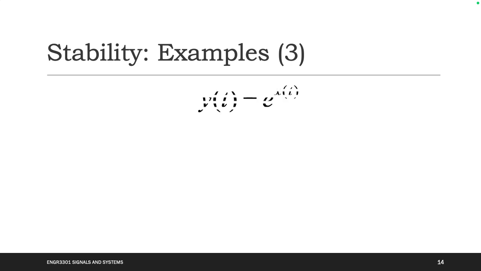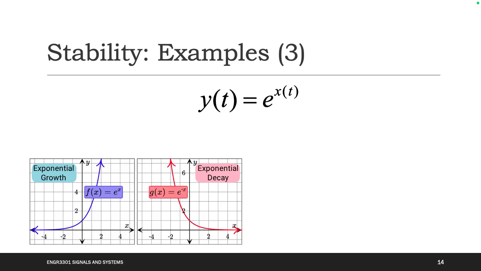Okay, let's try one more example. This one, e to the x(t). Here I just give you x(t), which is a bounded signal, and then let's check whether the output is bounded or not. This is like the exponential signals when you draw it. This is f(x) equals e^x, and this is e^(-x), if you draw it, am I right?